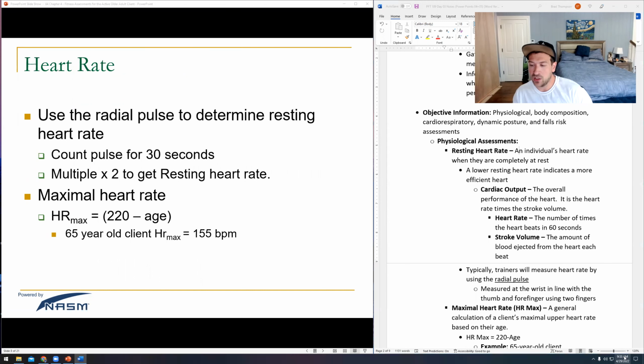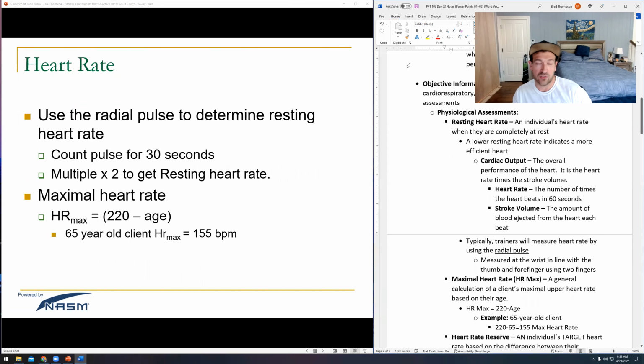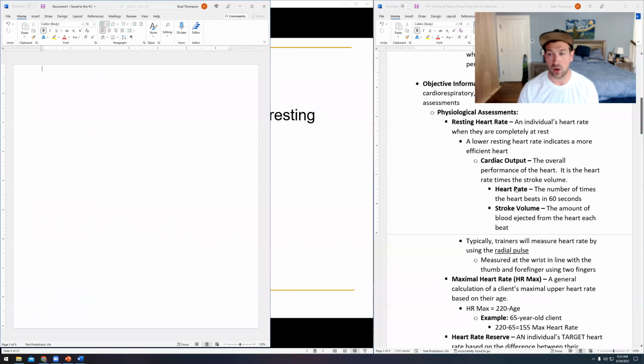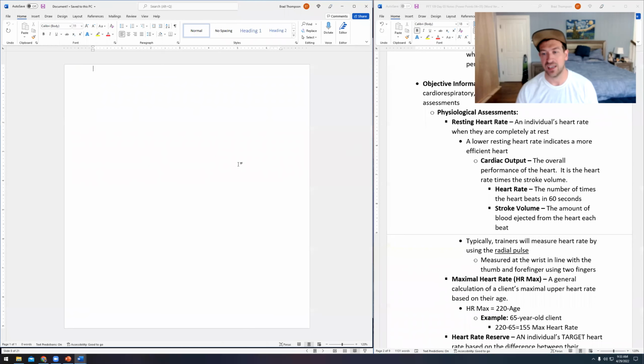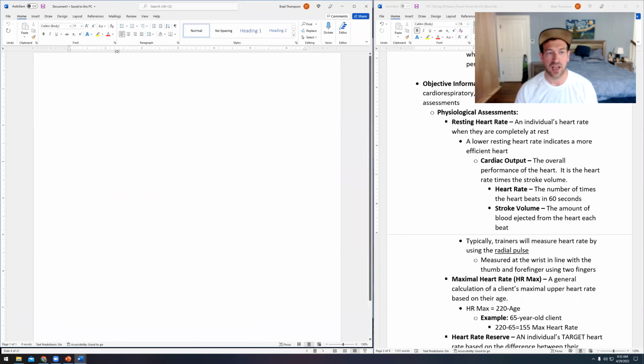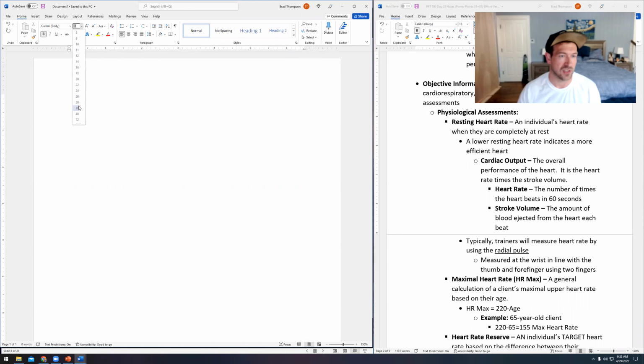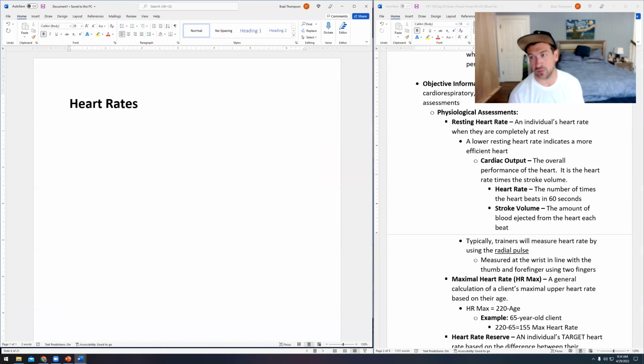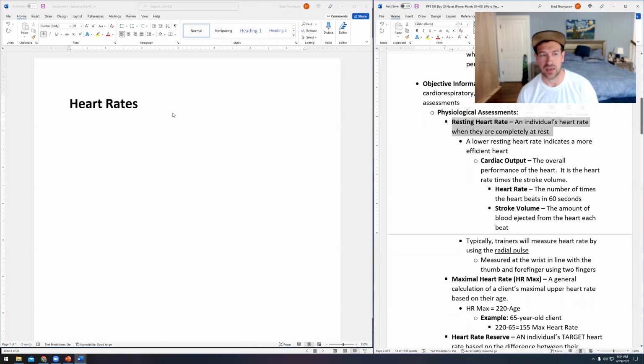So the first one we're going to look at is our physiologic assessments. The number one thing we're going to take a look at here is heart rates. Now, there are various types of heart rates, and they are going to mean different things depending on what we are using them for. So the first one we're going to take a look at is the resting heart rate. I'm just going to make a big category here so you guys can follow along. When we are covering heart rates, there are a lot of ways that we use heart rates as trainers. The first one that we're going to look at is the resting heart rate, right?